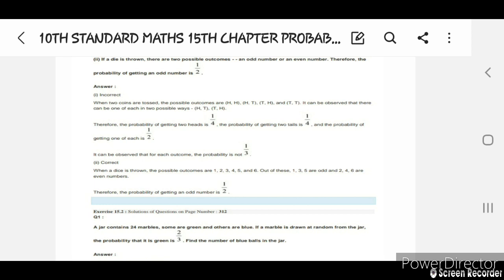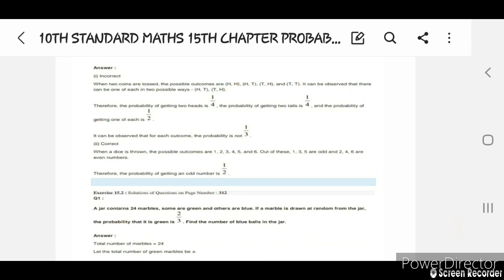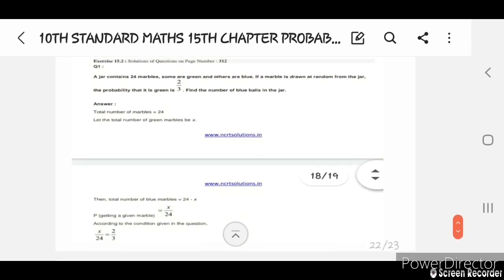Final question of your chapter on probability: a jar contains 24 balls. Some are green and others are blue. If a marble is drawn randomly from that jar, the probability of it being green is 2 by 3. We have to find the number of blue balls in that jar.